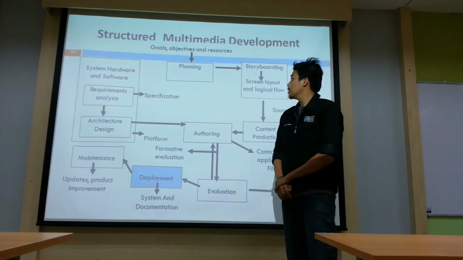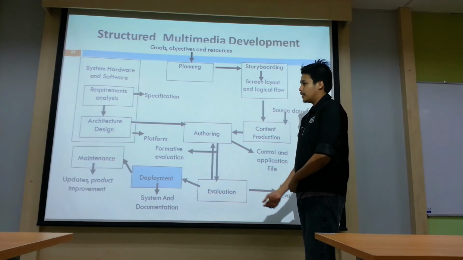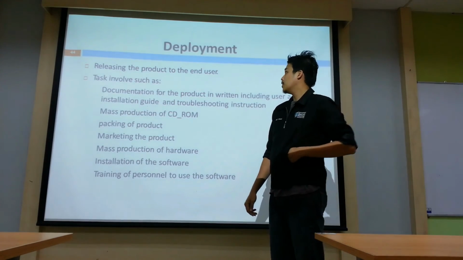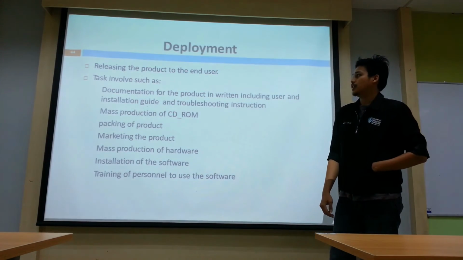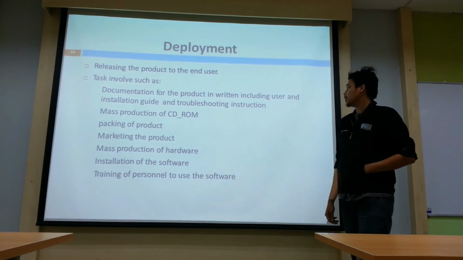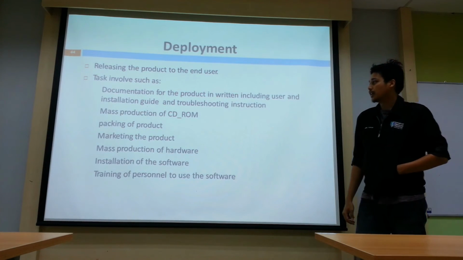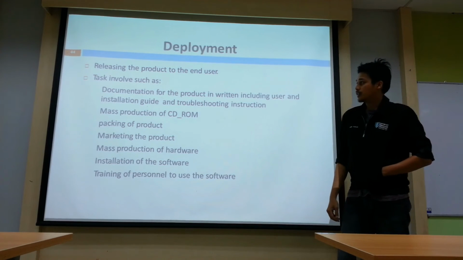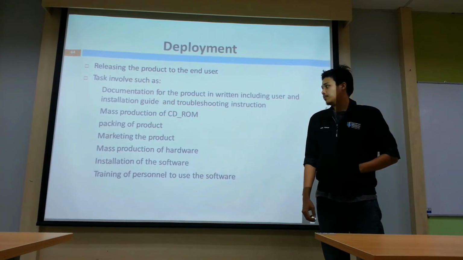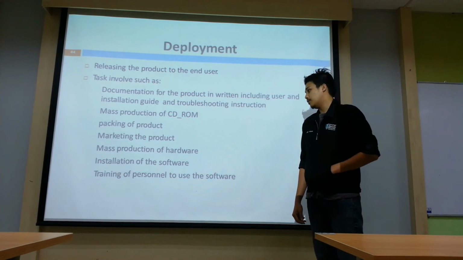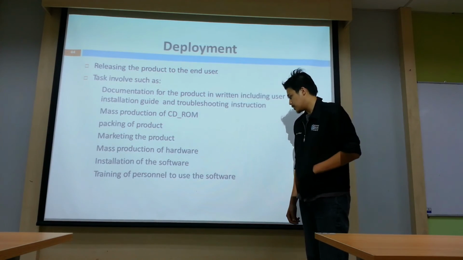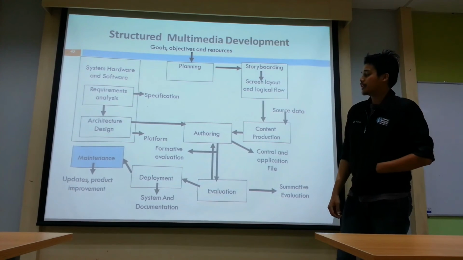We proceed to development. So, what is development? Development is releasing the product to the end user, and the tasks involve writing the user and installation guide and troubleshooting instructions. So next, mass production of the CD-ROM, packaging of the product, marketing the product, mass production of hardware, installing the software, and the last, training customers to use the software. The next, maintenance.